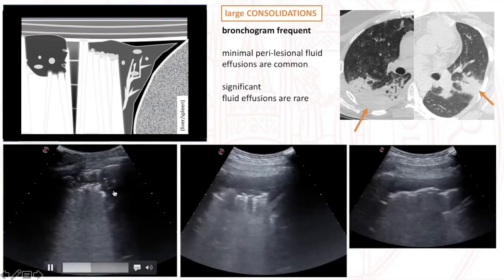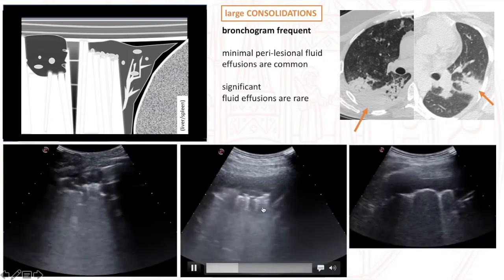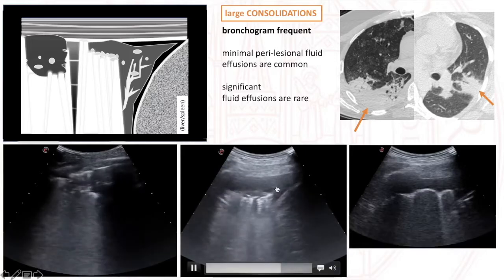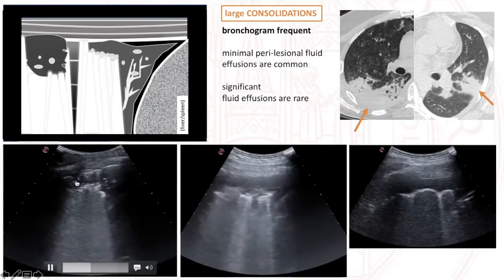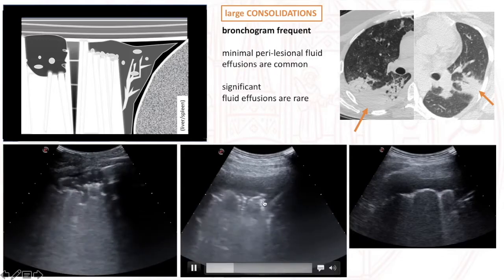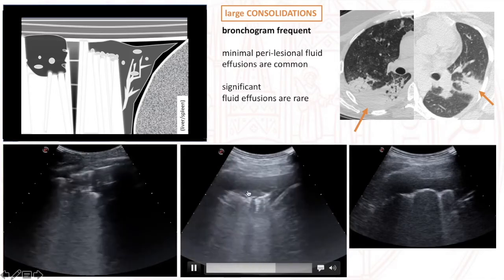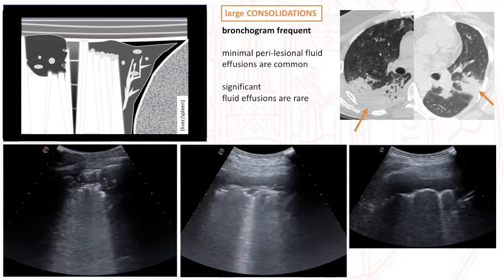These are even larger consolidations. These two are at the base of the lungs, which is the most commonly affected area. This other one was a little higher. As you can see, there is some air trapped inside. This is called the air bronchogram, a static air bronchogram, which is very common.